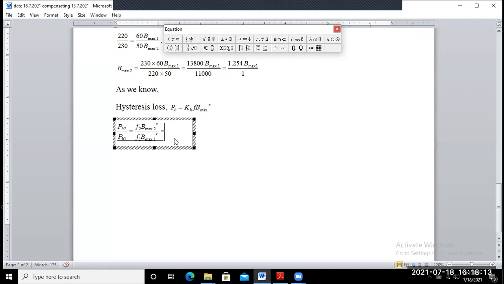50 divided by 60. So we can write it in this form. F2 is how much? 50. So just put here 50 and F1 is 60. B maximum 2, you already found out in terms of B maximum 1: 1.254 B maximum 1.